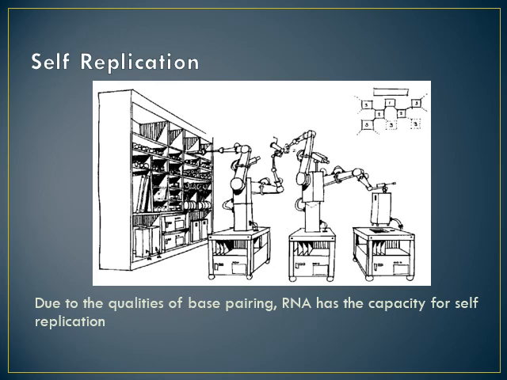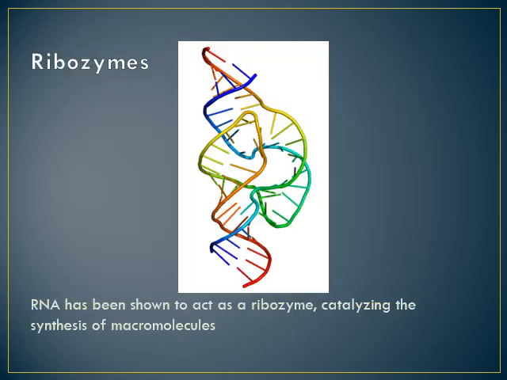Self-replication has to become key. Whatever early molecule in chemical selection has to be able to build itself. It's like a robot building a robot building a robot. And RNA, more than DNA, has the capacity for self-replication. RNA can build other RNA. And it occurs because of this structure here, which is known as a ribozyme.